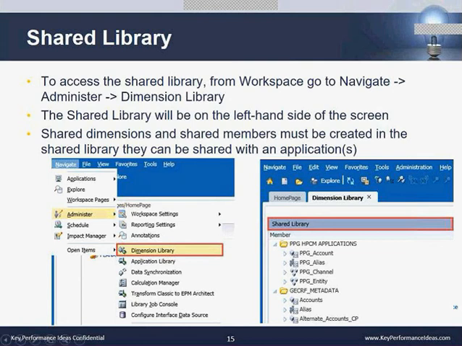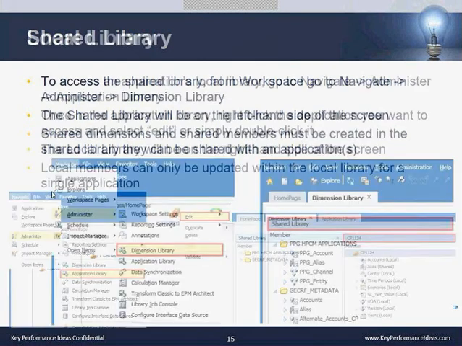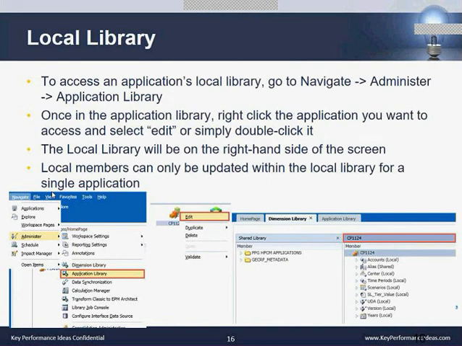So as you navigate from Administer to Dimension Library, you would see the shared library here with all the different dimensions listed. The local library, to access an application's local library, you would navigate to Navigate, Administer, Application Library here. And from there, you will see all the different applications, and they will be displayed as icons.